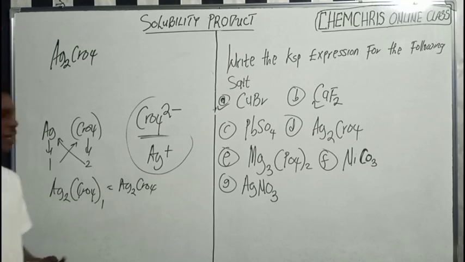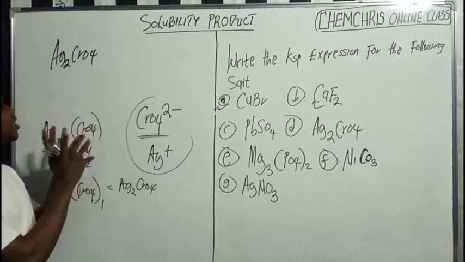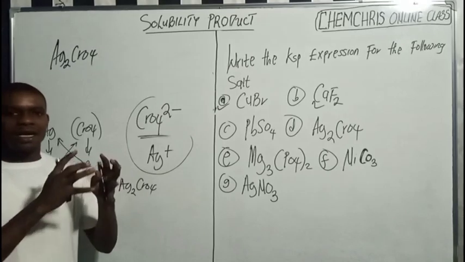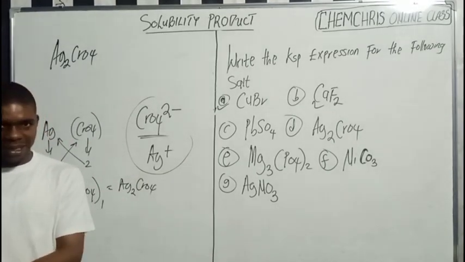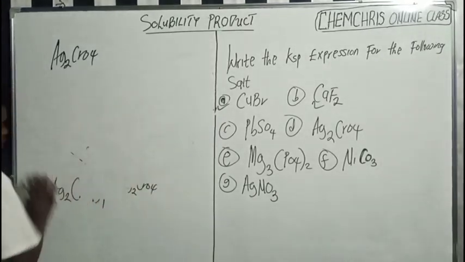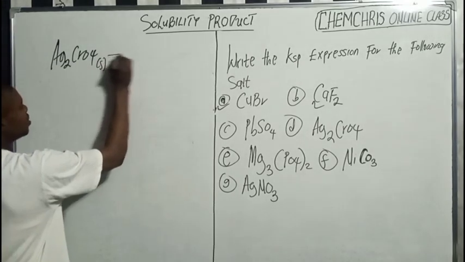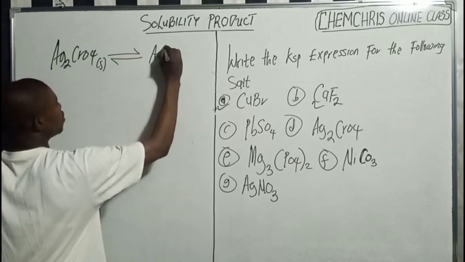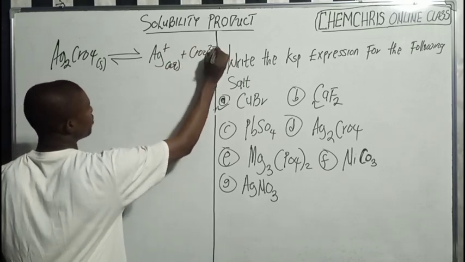These two combine to form this other one here. Do you understand? Figuring out the ions that form the salt is one of the most important things you must know how to do when writing the Ksp expression, because if you don't do that right, there's no way you're going to get it. Since we have figured it out, this here is going to be solid, then forward and backward the reaction. You have Ag plus aqueous plus CrO4 2 minus, right?